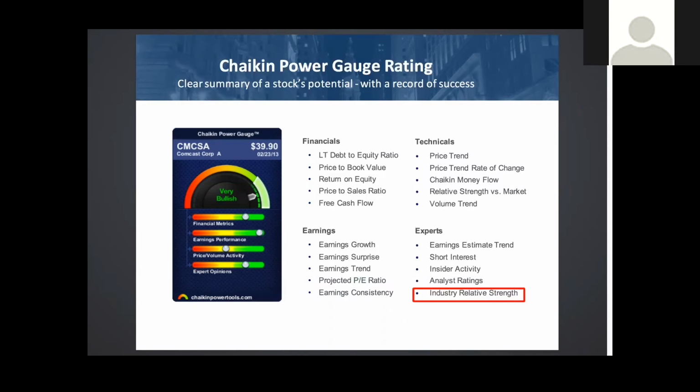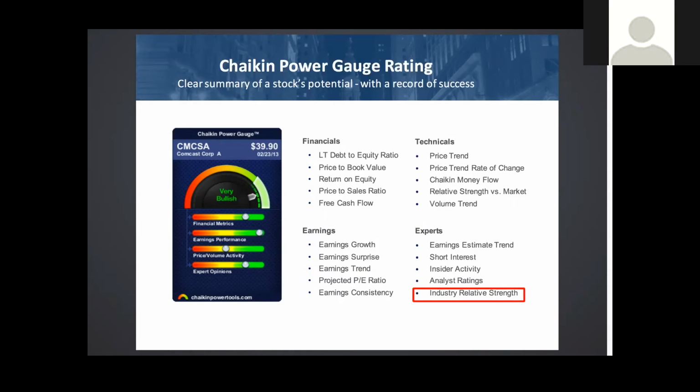And the reason the power gauge works, and why it's worked well for our clients for 6 years now, is because it reflects the way Wall Street works. This is what I learned from the mentors that I've had along the way, who shared with me the way they make investment decisions. These are the indicators that Wall Street professionals use every day to make their buy and sell decisions.